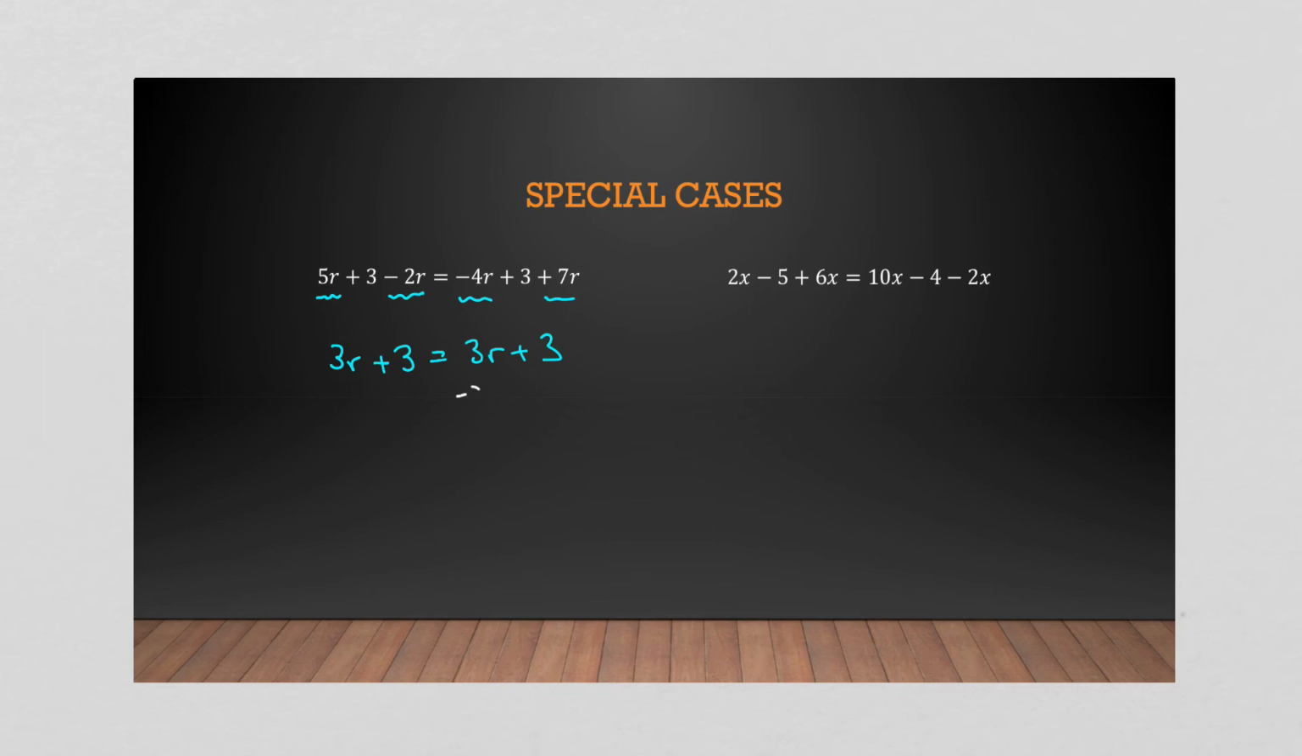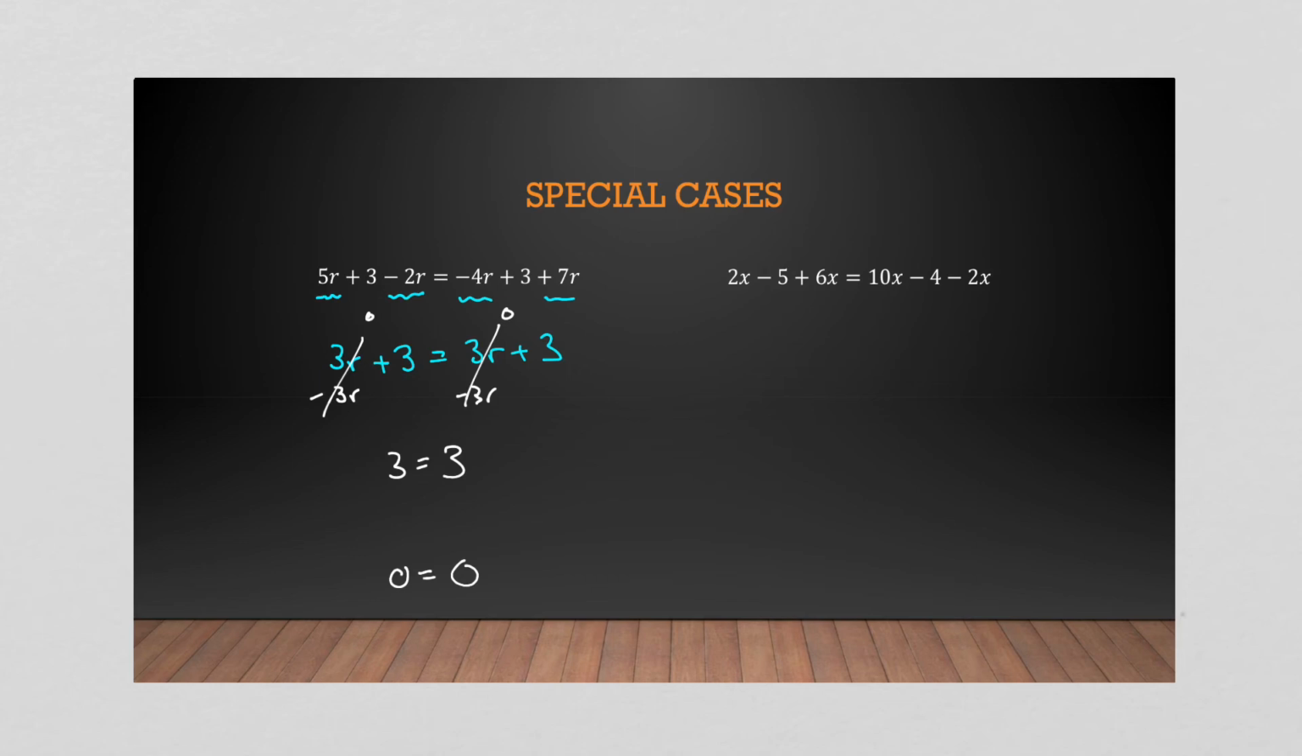Well, let's group our terms. Minus 3r minus 3r. Well, okay, 0 and 0. So now I have no r terms left. I have 3 equals 3. Now, you could subtract 3 from both sides, you'd end up with 0 equals 0. But it doesn't really matter.